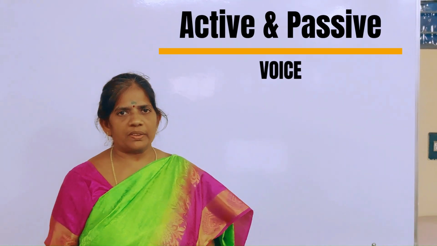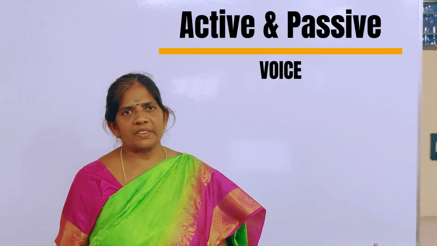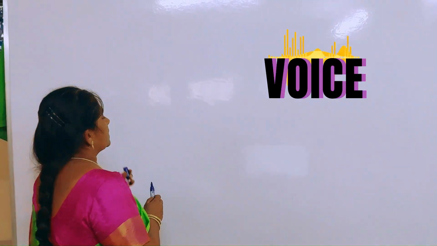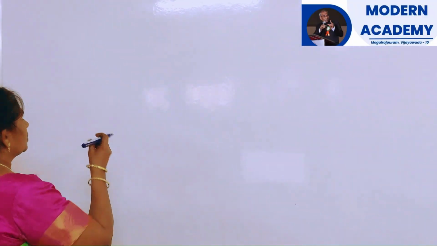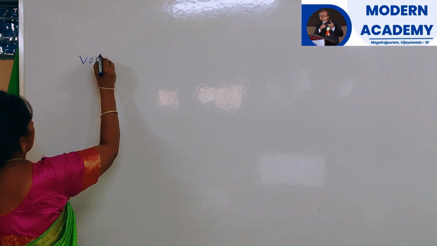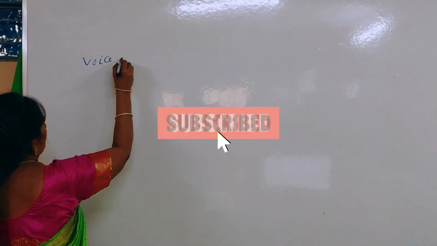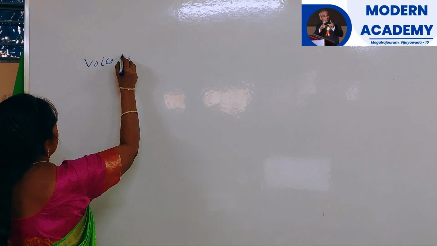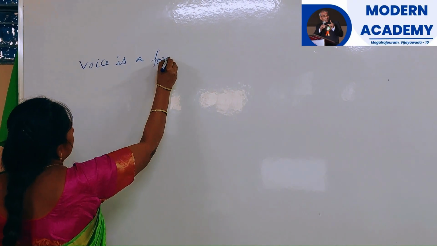Now let us see the topic active and passive voice. The active and passive voice plays a very important role in both communicative and written English. So first of all, we should know what is voice. Voice is a form of verb.